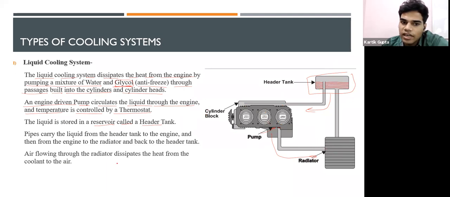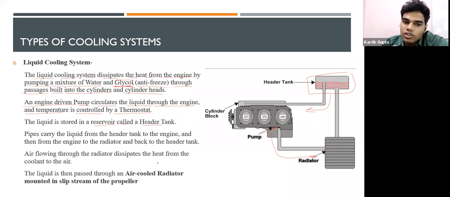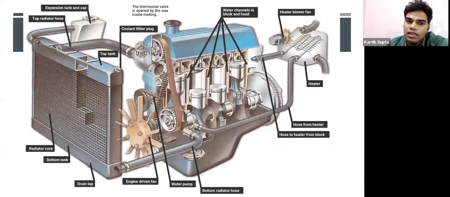Air flowing through the radiator dissipates the heat from the coolant. The liquid is then passed through an air-cooled radiator mounted on the slipstream of the propeller. So this is mounted on the slipstream of the propeller. What do we mean by that? You can see this.